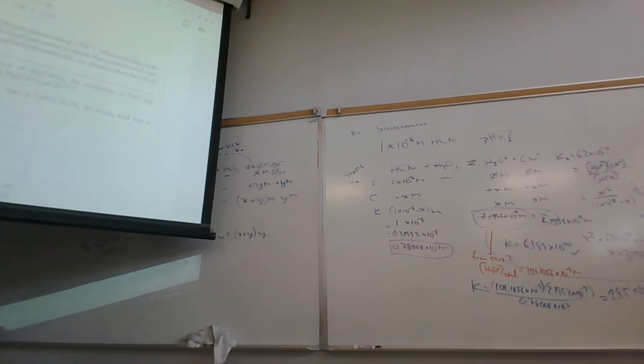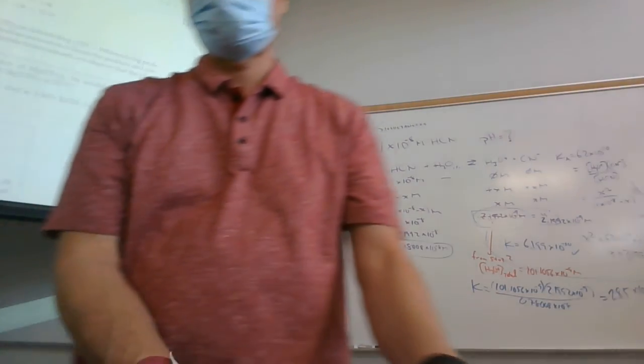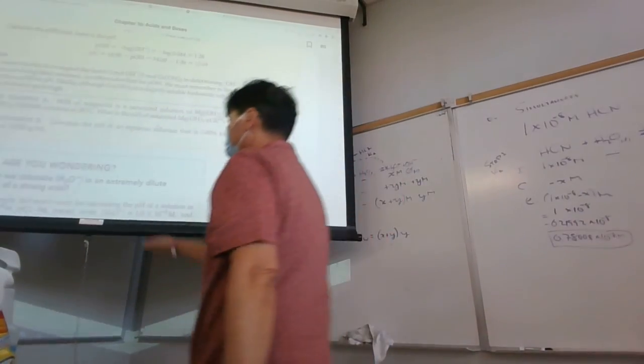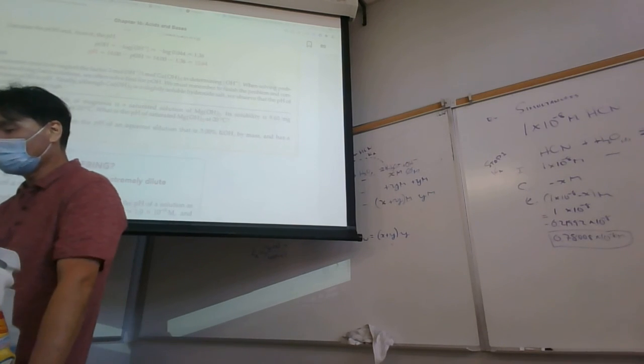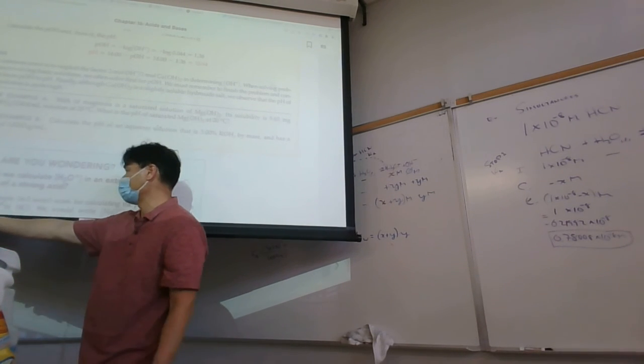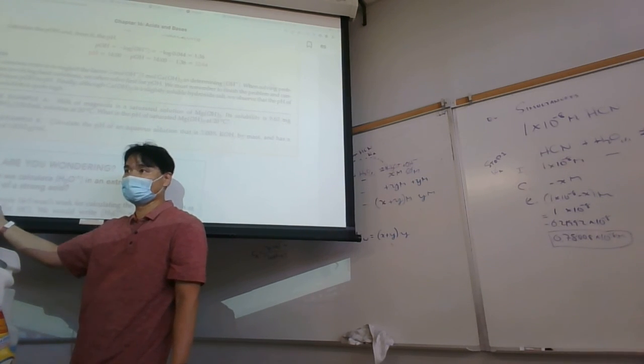So in this Box 16.1, you might be wondering, how do we calculate hydronium in an extremely dilute solution of a strong acid? Well, that's what we just did. In fact, I use the same 1 times 10 to the minus 8, except they use 2 times 10 to the minus 6 because I use 1 times 10 to the minus 6 there.